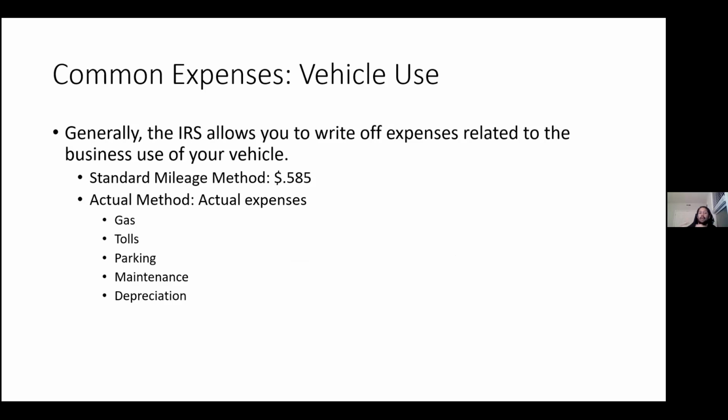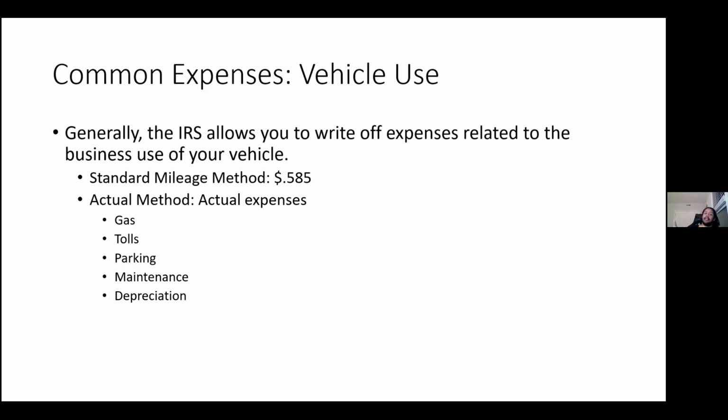And then here's another big one, vehicle use. Generally, the IRS allows you to write off expenses related to the business use of your vehicle. And in 2021, it's going to be 58.5 cents per mile. So if you drove 1,000 miles, then you would be looking at $585 as your deduction that you can go against the income portion of your business income.